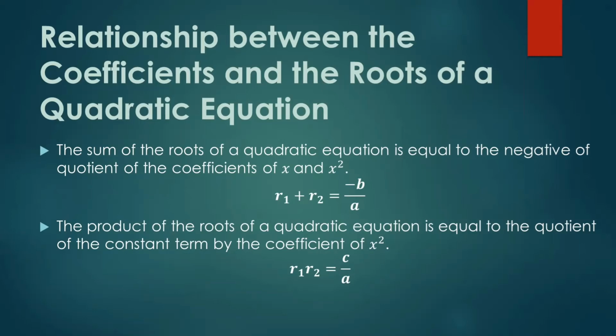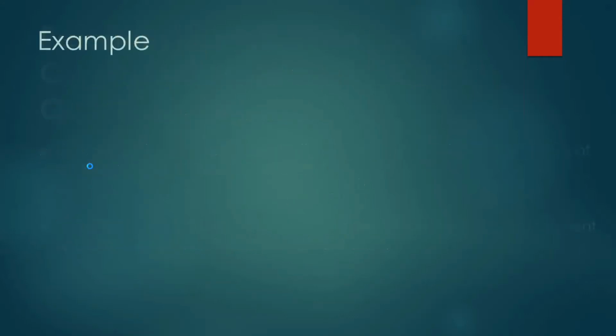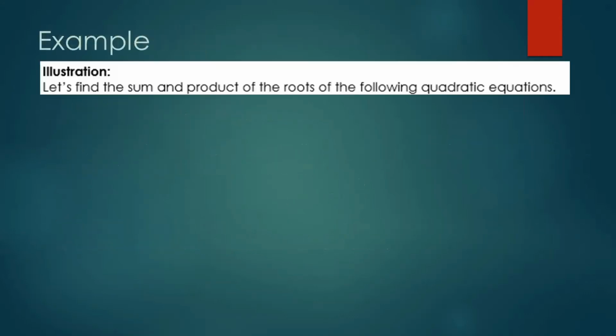So, ang ating formula dito is root number 1 times root number 2 is equal to c over a. So, para mas lalo nating maintindihan, let me give you an example. So, para makuha natin yung sum and the product of the roots of the quadratic equation. So, first example is to find the sum and the product of the roots of the following equation. So, first we have the equation x squared minus 25 is equal to 0.